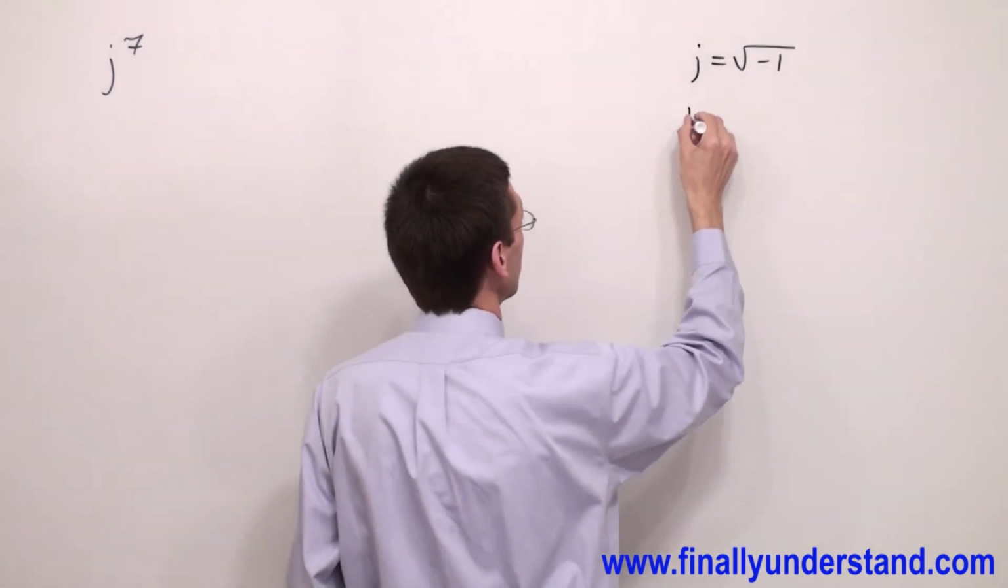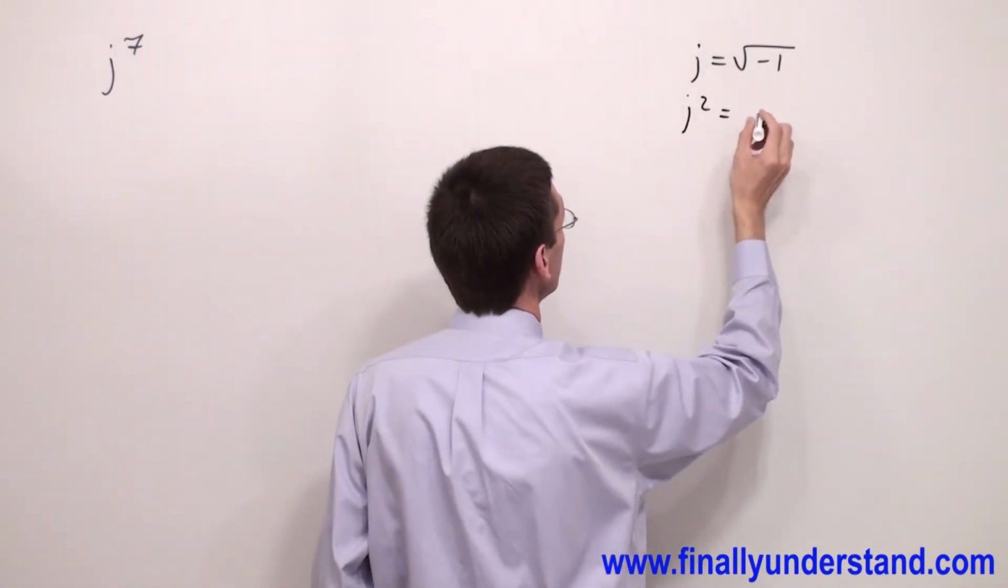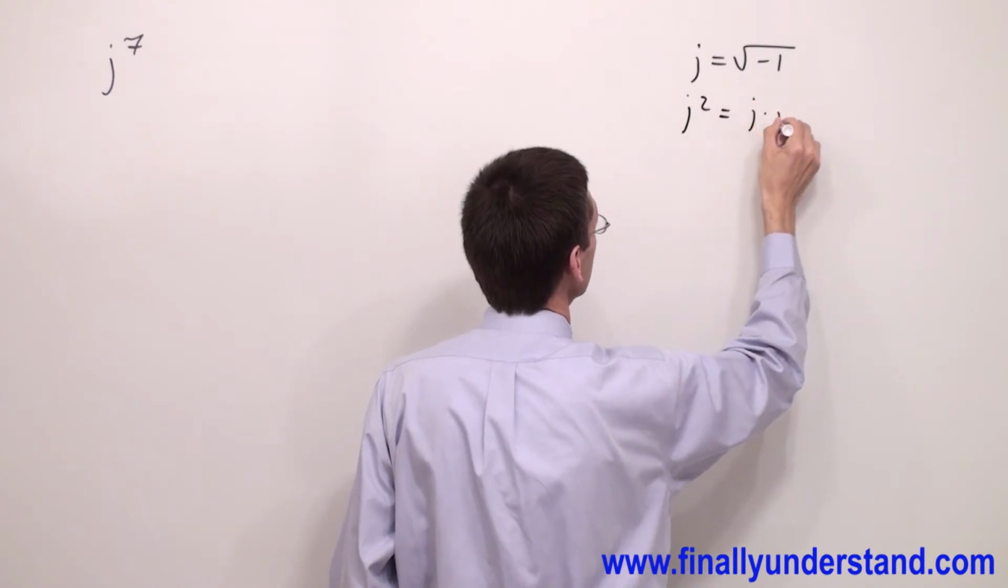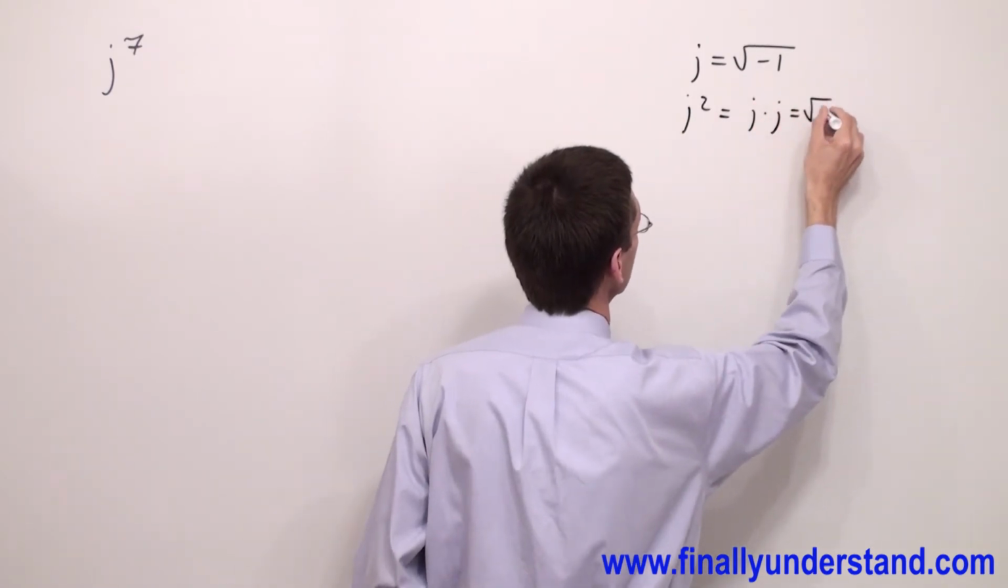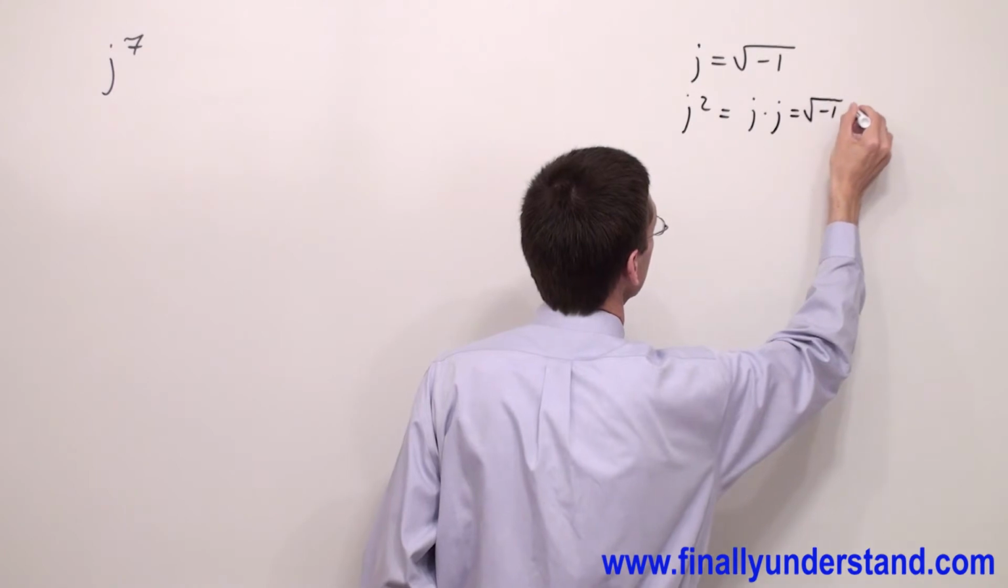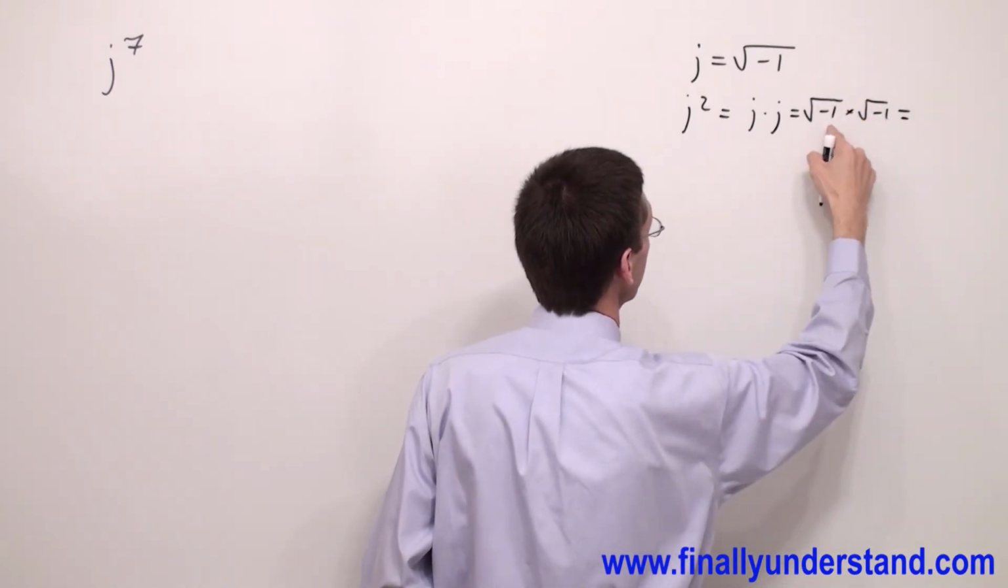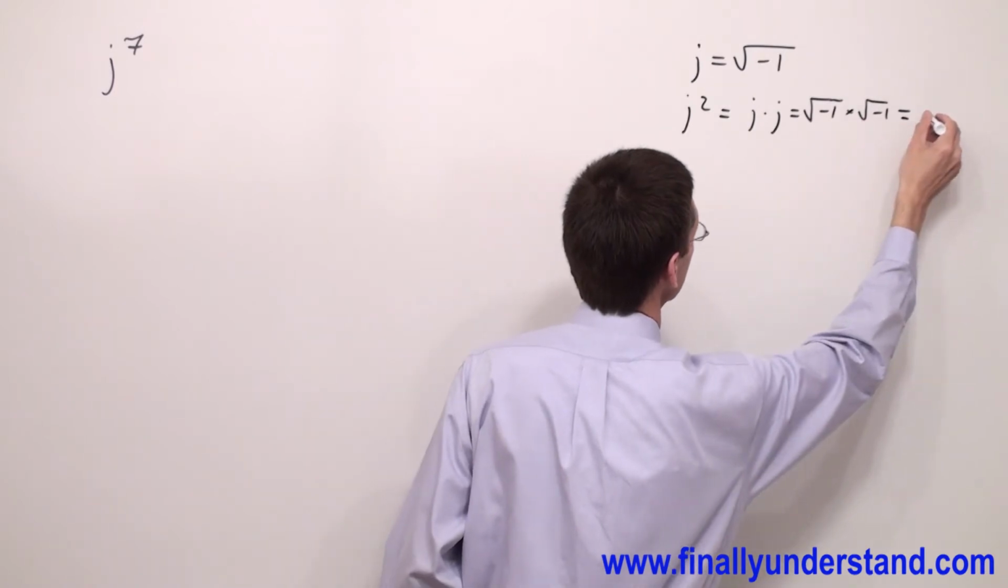j squared is equal simply to j times j, which is equal to the square root of -1 times the square root of -1. The square root of -1 times the square root of -1 is equal to -1.